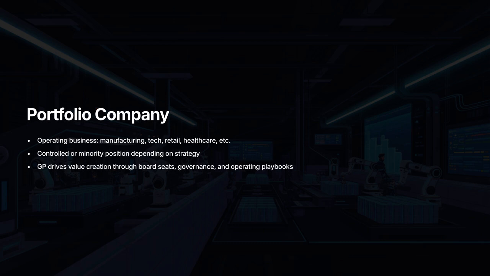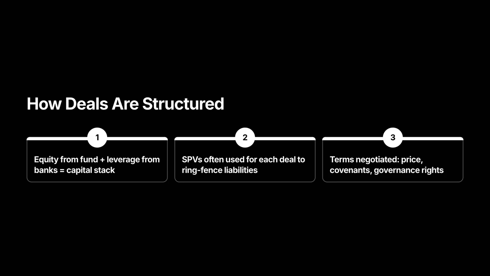Portfolio company. This is the operating business the fund invests in: manufacturing, technology, healthcare, consumer, retail. It varies by strategy. The GP may acquire a controlling stake or a minority position depending on the fund's mandate. Through board seats, governance frameworks, and operating playbooks, the GP works to grow EBITDA, strengthen the balance sheet, and prepare the company for exit.